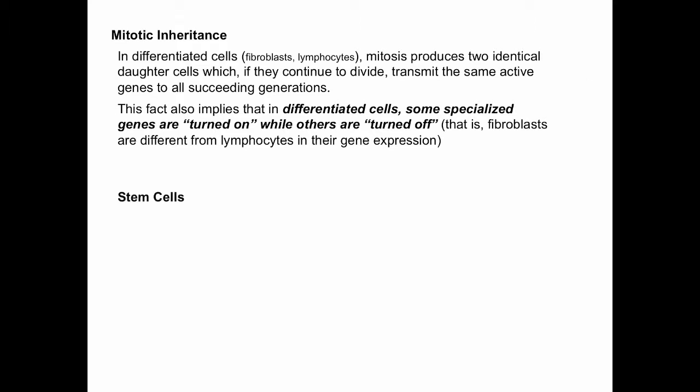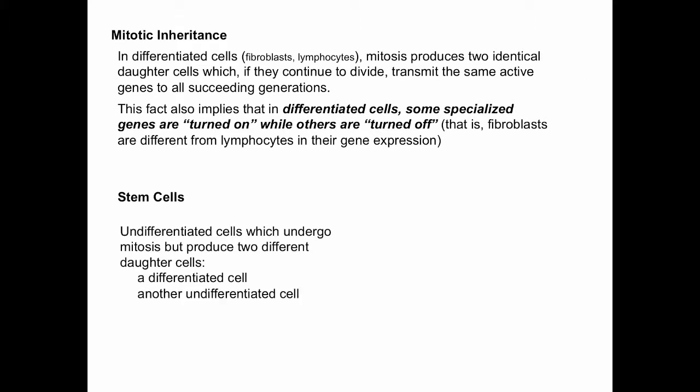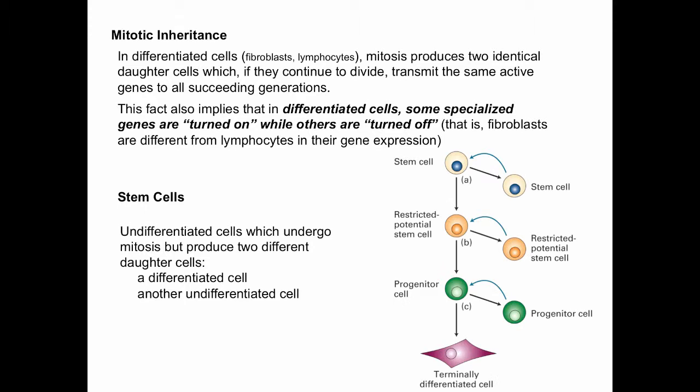If we think about stem cells, we know that undifferentiated cells can undergo mitosis, but they might produce two different populations of daughter cells. You might have a differentiated cell and another undifferentiated cell. And this cartoon just highlights that the cells might divide and form stem cells. Some of these cells may differentiate to have different potentials.